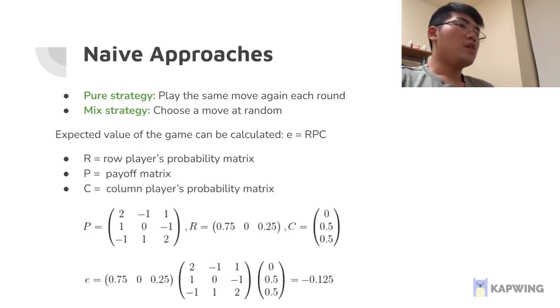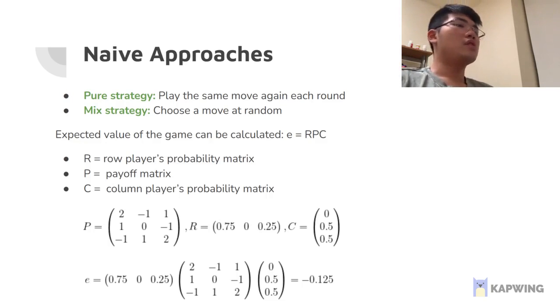So when we play a game using the naive approaches, we can calculate the expected value that the row player is going to gain from that game. And the formula is: the expected value equals the row player probability matrix times the payoff matrix times the column player probability matrix. Consider an example.